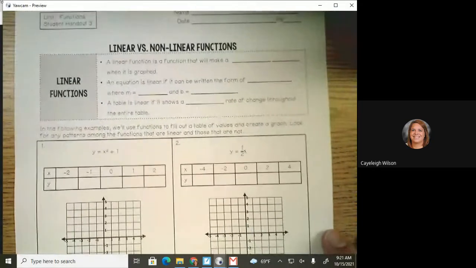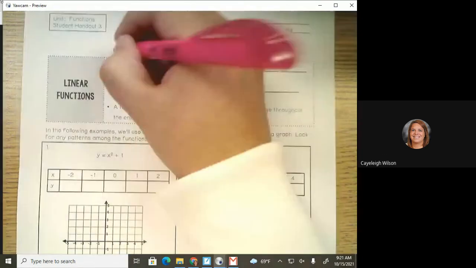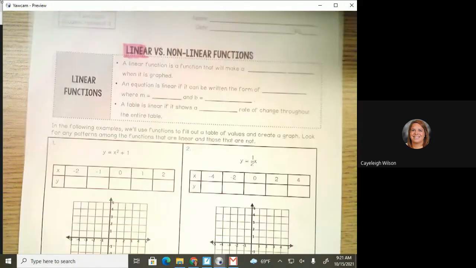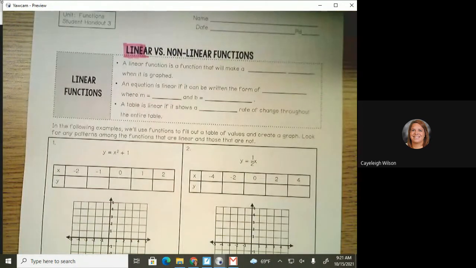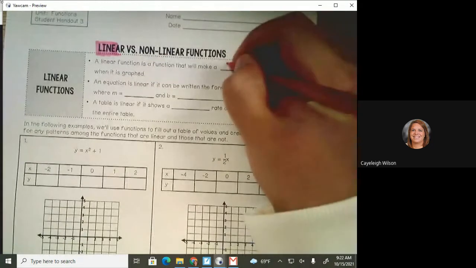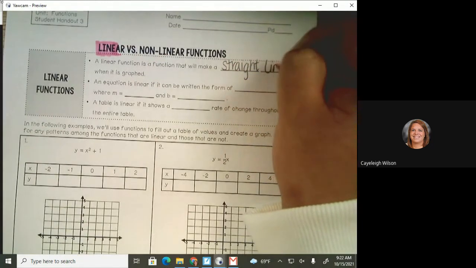All right. So today is about linear and non-linear functions. The biggest thing that I want you all to realize about linear is the first four letters. They spell line. So a linear function is a line, okay? So a linear function is a function that will make a straight line when it is graphed.